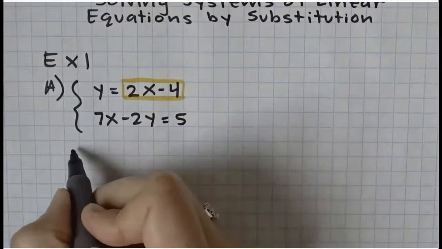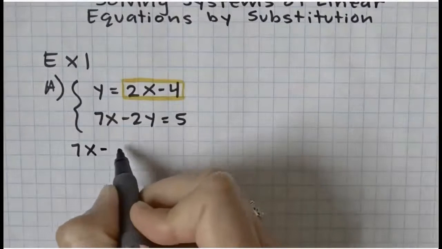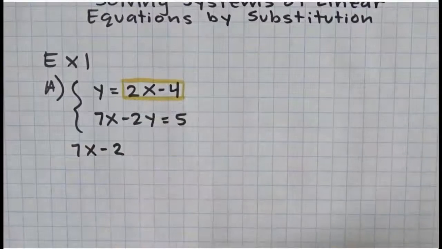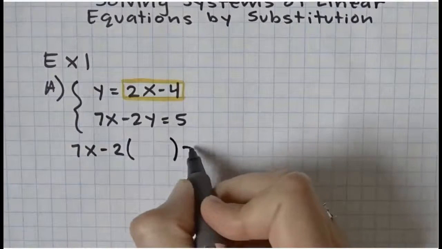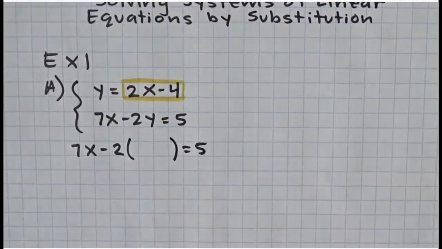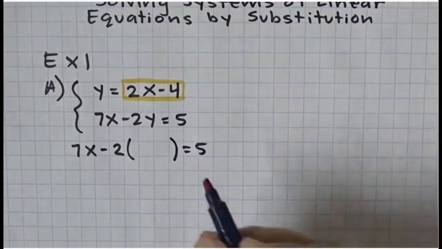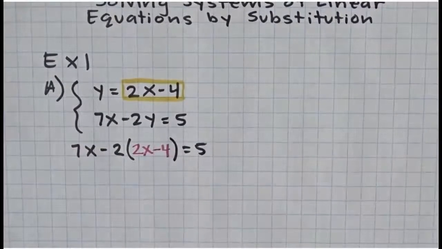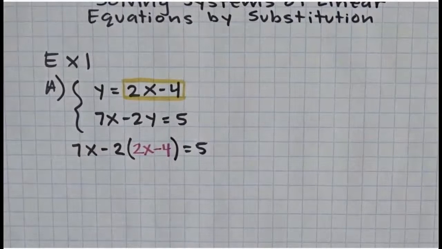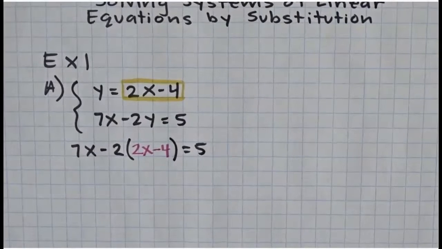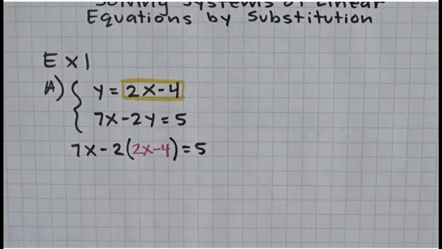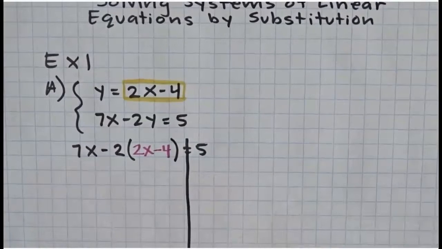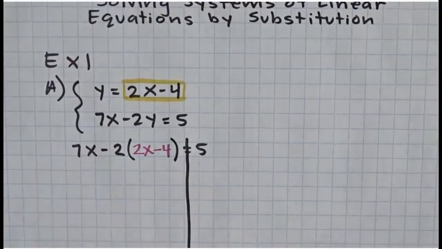So it's going to become 7x minus 2. Again, I'm not going to call y by y. I'm going to call it by its nickname, 2x minus 4 equals 5. Right? So y's nickname is 2x minus 4. Okay? I did not change the equation. I am actually just substituting the nickname for y in there. So now, notice I don't have a y in my equation anymore. It's all x's. So now I can focus on finding x.